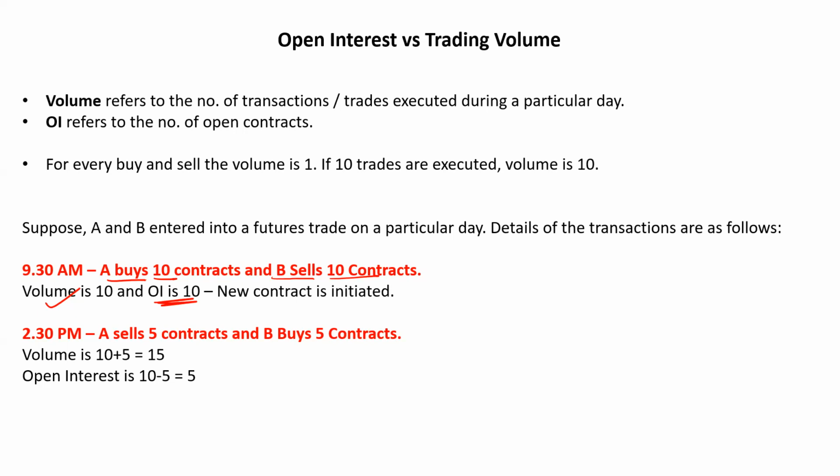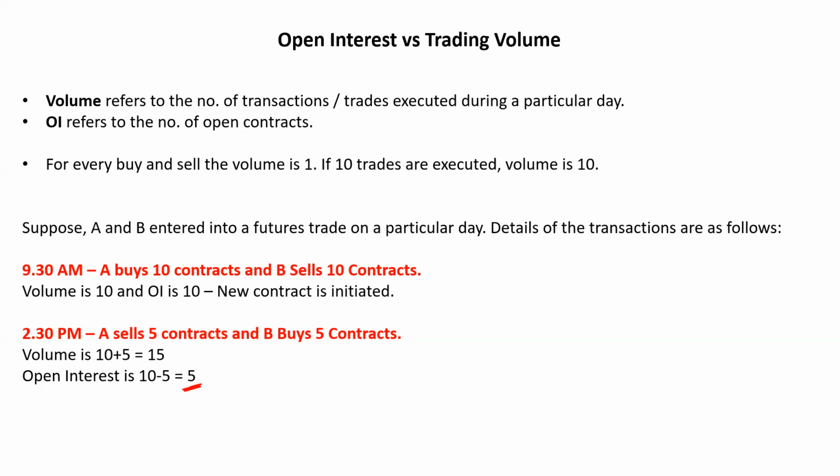Around 2:30 p.m., A decides to close some of his position and B also decides to close some of his positions. So A was initially long, A is going short on 5 contracts. B was initially short, he is planning to go long on 5 contracts. So both of them have decided to close 5 contracts out of the 10. So in this particular case, the open interest is going to be 5. The open interest has come down because 5 contracts are closed.